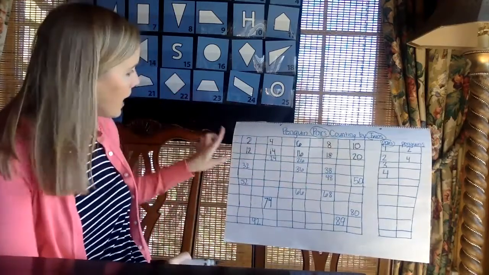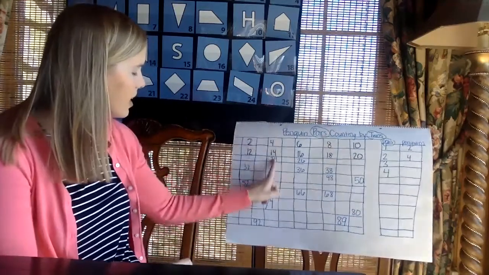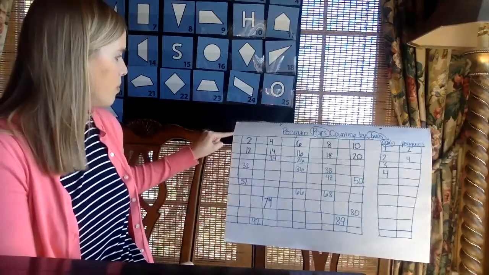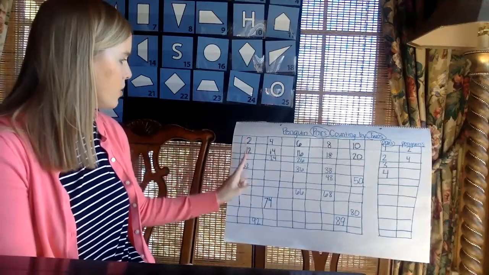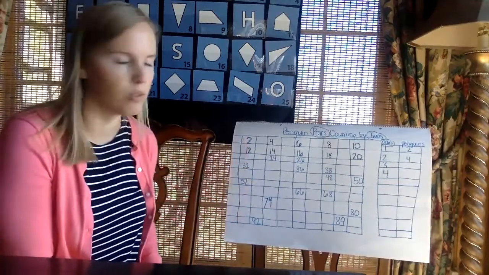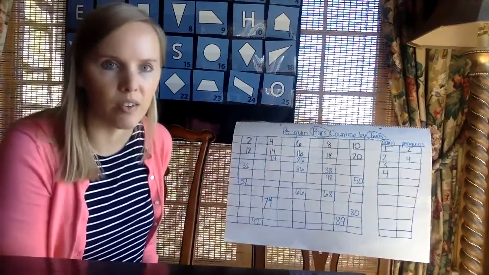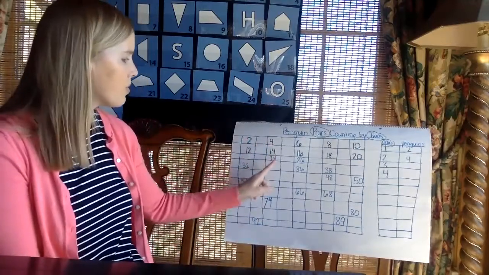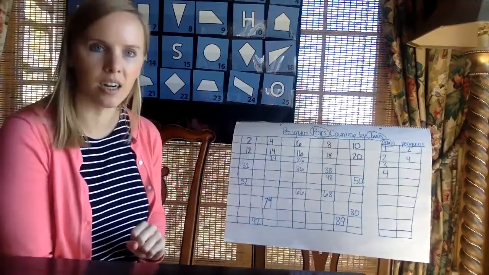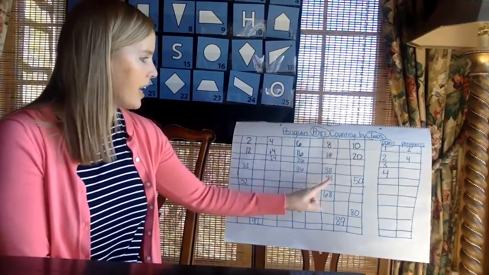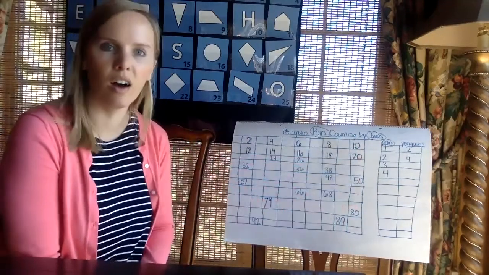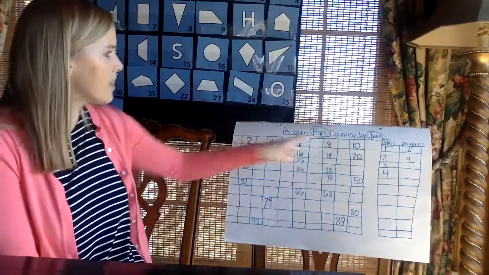Now, I also am noticing a pattern here in these columns right here. 2, 2, 2, 2. So all of the numbers in this column end in 2. All of the numbers in this column end in 4. 4, 4, 4, 4. 6, 6, 6, 6, 6. 8, 8, 8, 8. 0, 0, 0, 0. So this goes up to 10.